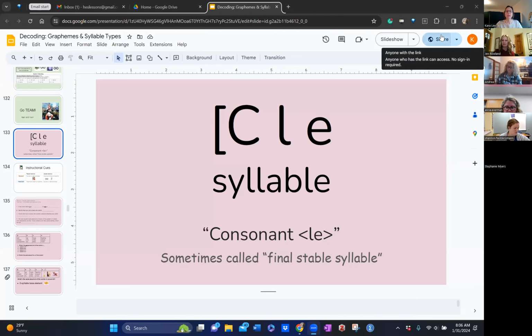All right, we are going to learn the final 2 syllable types that you have not learned yet. We are going to learn those today in very quick succession. Do know that there is a video for this particular syllable type right here, consonant LE.